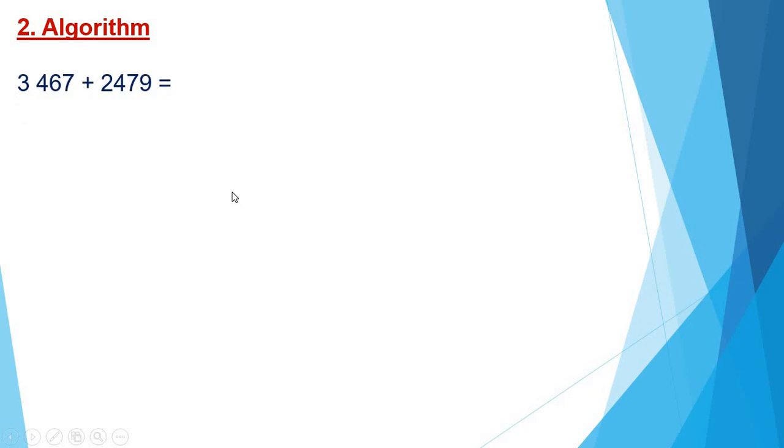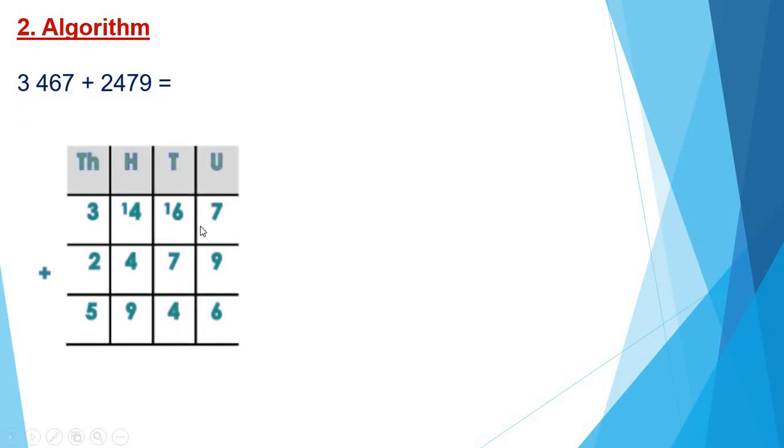The second method is called the algorithm. In this method, you don't break up any of the numbers. You write the numbers underneath each other and then you start adding with your units. 7 plus 9 equals 16. Now you can't just write the 16 down like that because the 16 is actually 6 plus 10. And the 10 you have to carry over to the tens position.